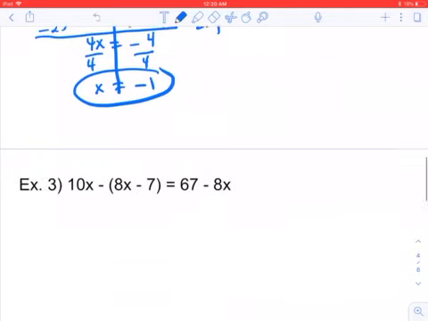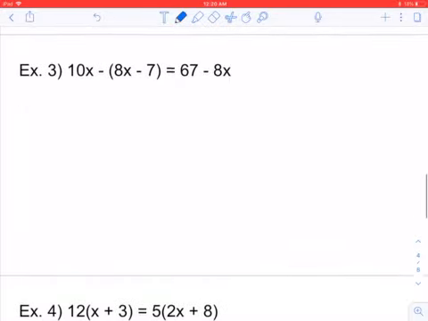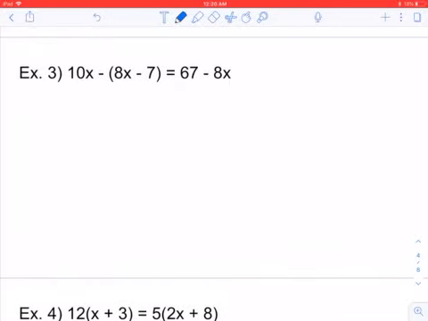Next one: 10 minus the quantity 8x minus 7, equals 67 minus 8x. So you see the parentheses over on the left-hand side? We have a negative in front of it. That means we need to flip up.